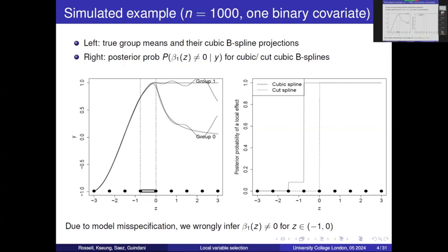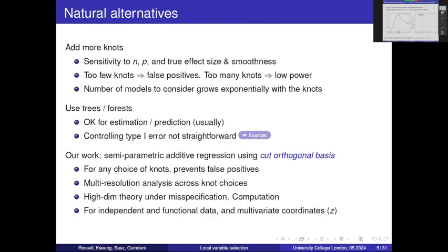Another possibility would be to use trees, something like random forest or BART on the Bayesian side. We have a bunch of experiments showing that even though that's okay for estimation, controlling type 1 error is not straightforward. In some simple examples, we find type 1 errors around 81%, which is higher than what we would normally have.